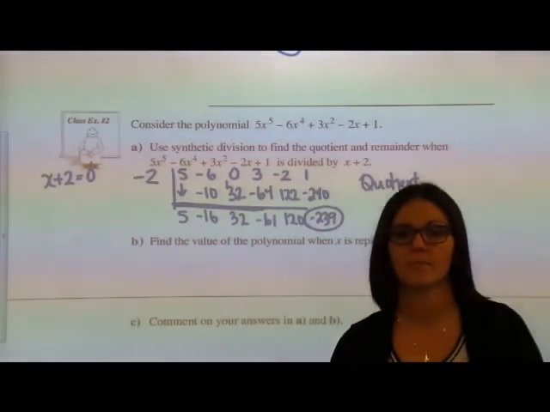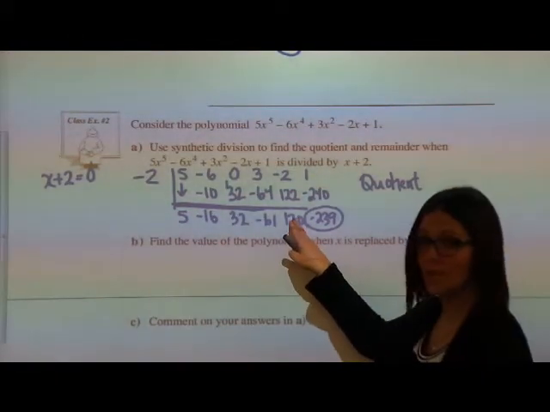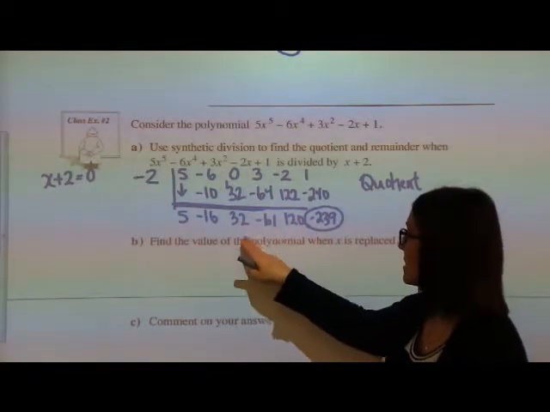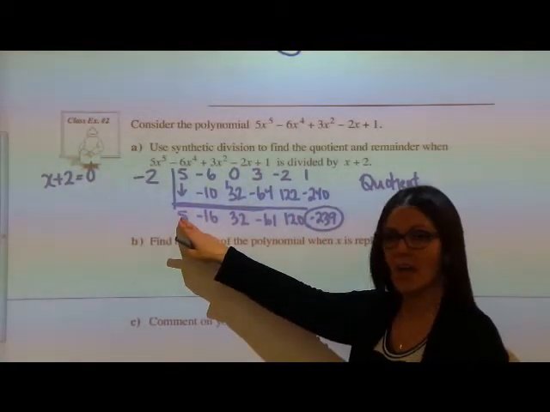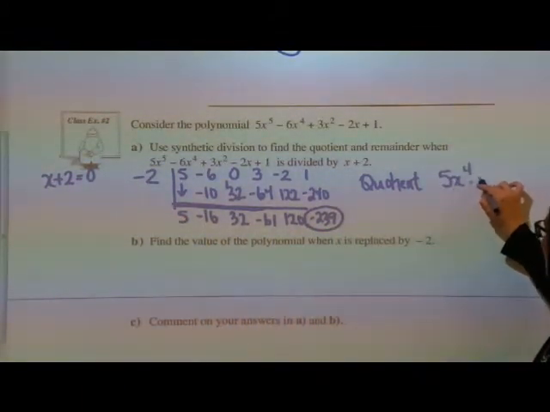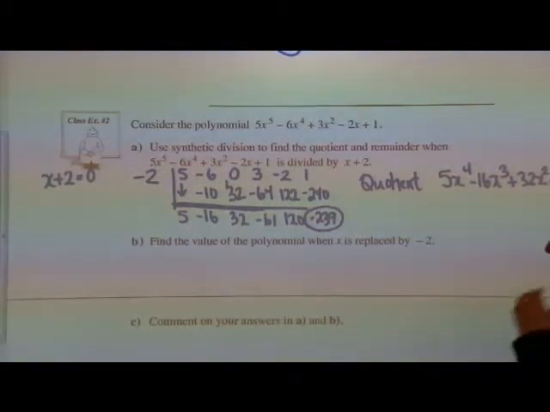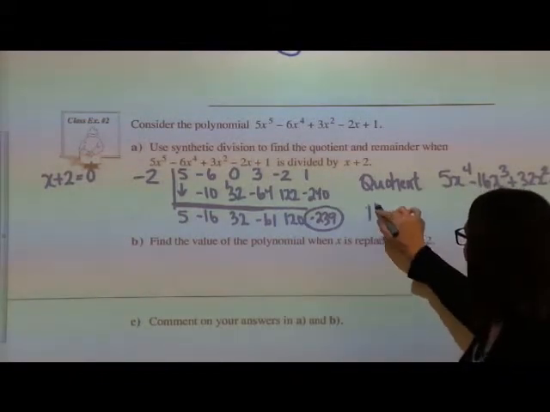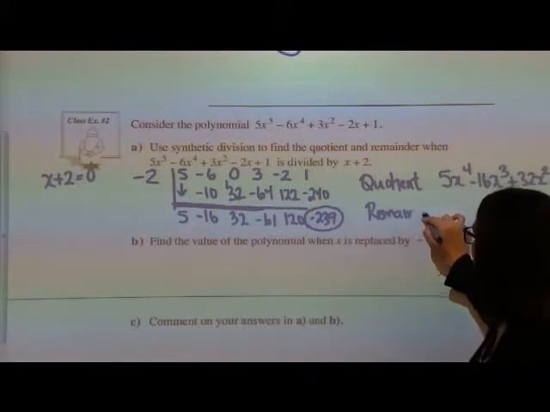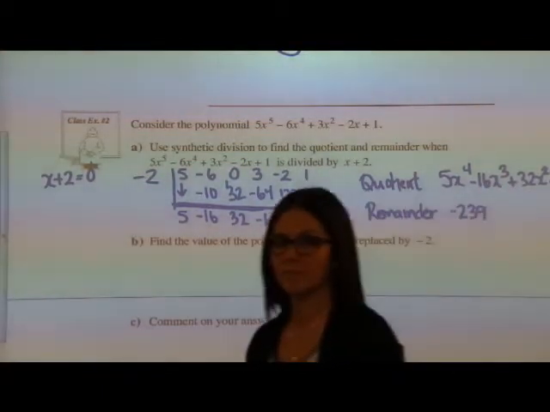And then my quotient, what would my quotient be? So if 120 is my constant, then I have x squared, x cubed, x to the power of 4. So I'd have 5x to the power of 4 minus 16x cubed plus 32x squared minus 61x plus 120. And then my remainder would be negative 239.